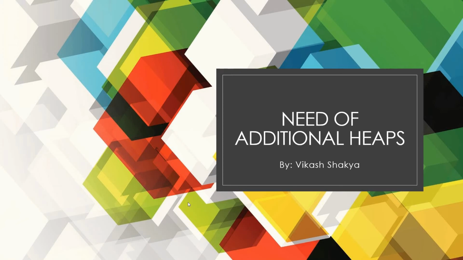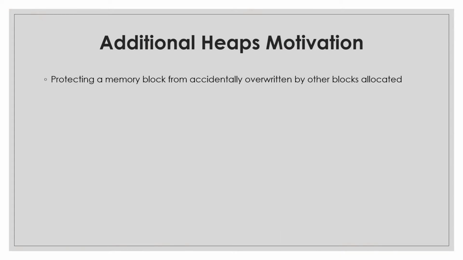Welcome back. In this video, we are going to discuss the need for additional heaps. So let us see what the motivations are behind the use of additional heaps. The first motivation is that we want to protect a memory block which can be corrupted by some other memory block of some other data structure. We will discuss that in detail.